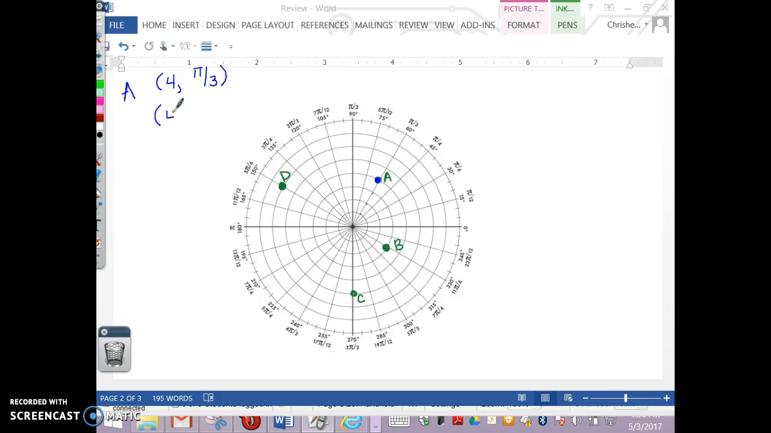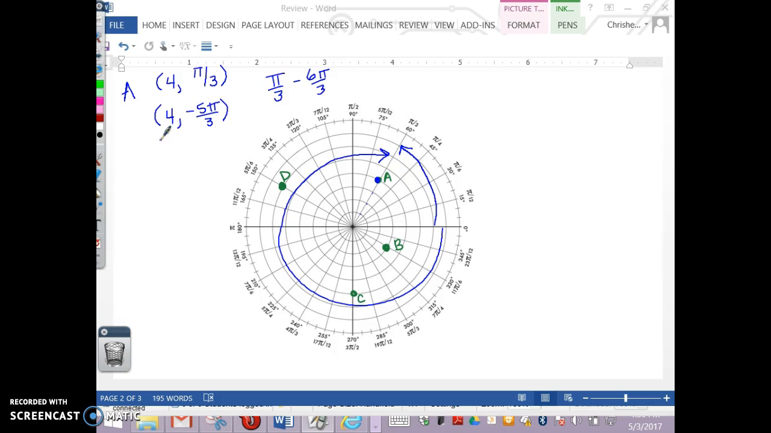Now I can also do this using a negative angle. So positive pi over 3 goes that way. So I'm asking you how much around and there. So if I subtract 2 pi from this, I get negative 5 pi over 3. So another way to do it.